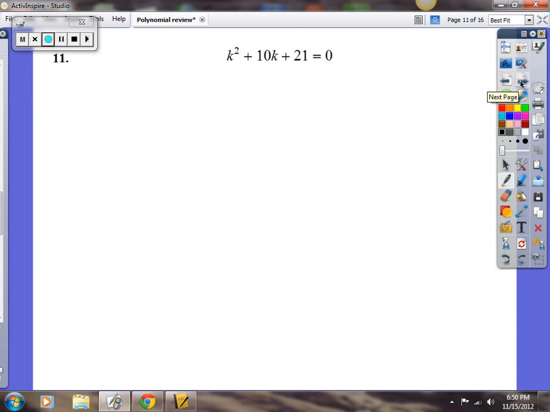Okay, now this one is what we were talking about earlier. There's a k squared, but there's also a k. So if you've got a k squared and a k, you cannot do what we just barely did. But you can factor this. So I'm going to rewrite this as a multiplication problem. What times what is 21 and adds to give you 10? So it's going to be k plus 7 and k plus 3.